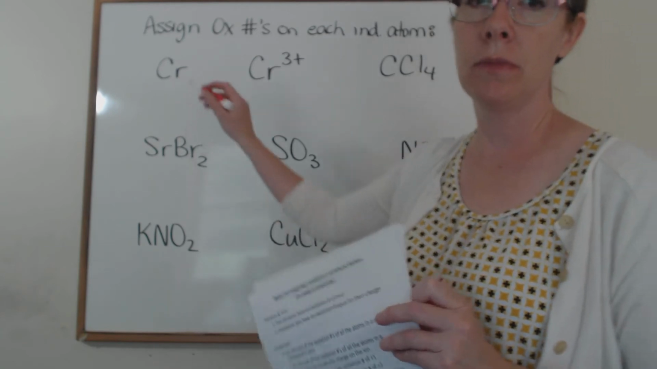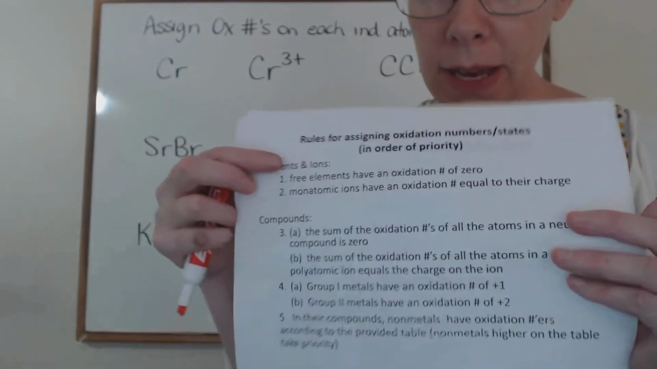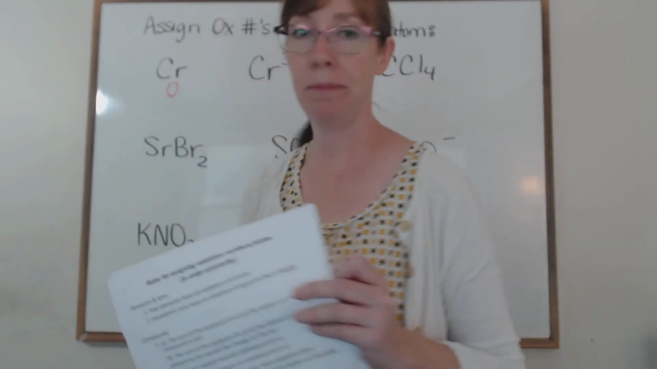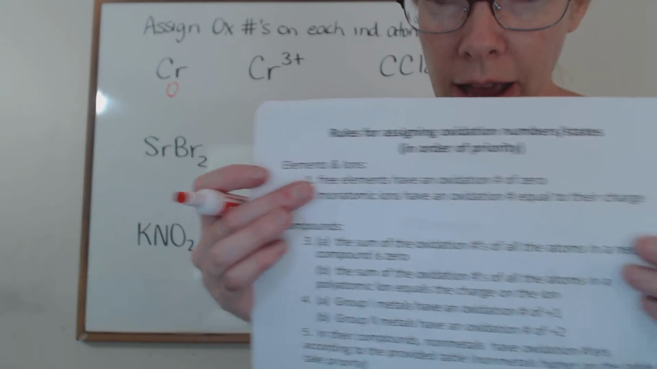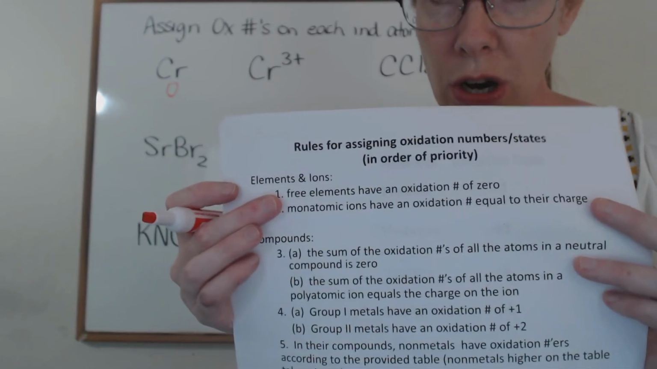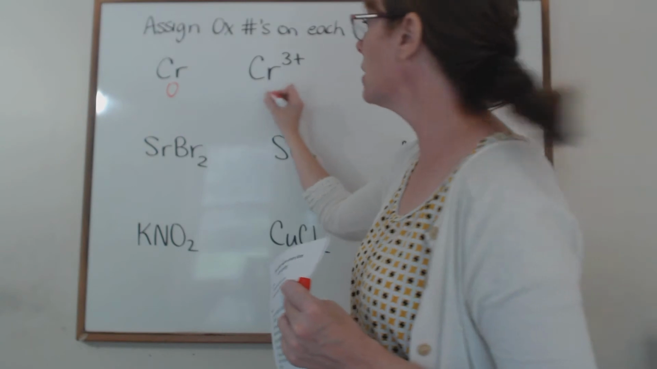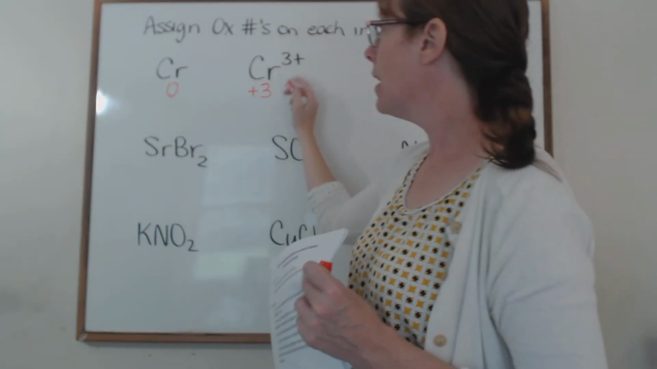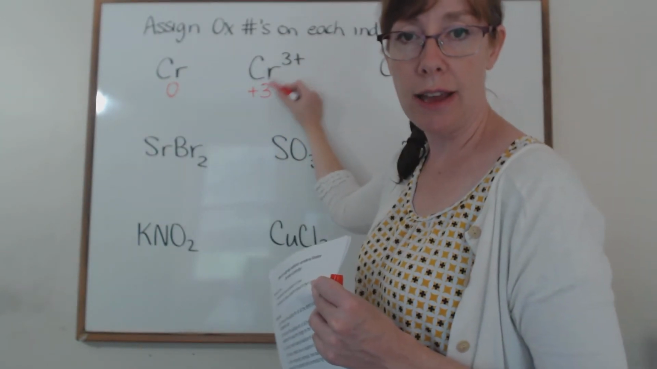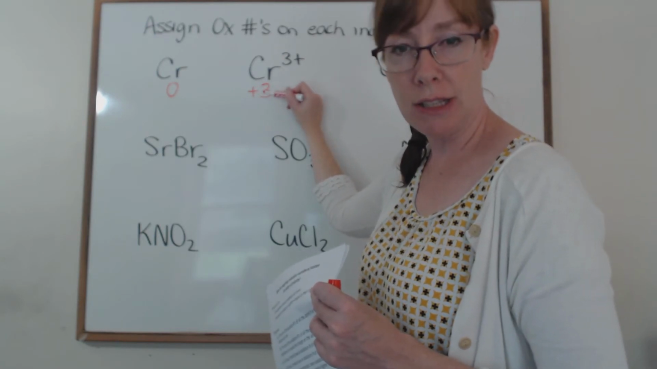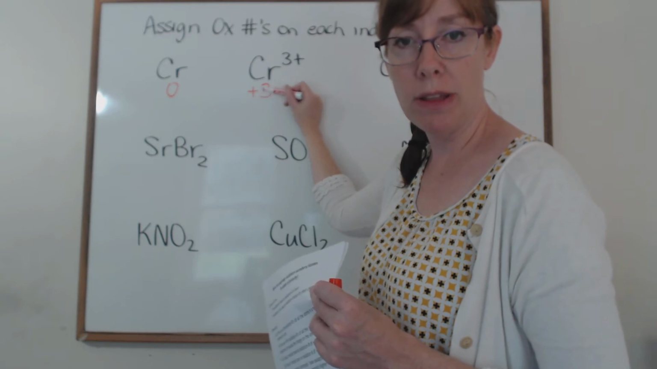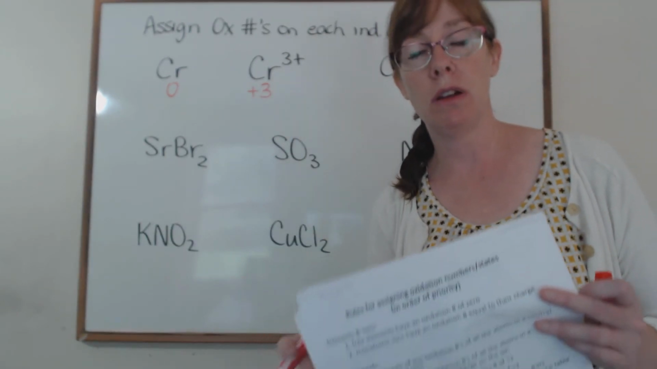All right, chromium. Chromium is an element. There's no charge on it. It's not an ion. It's just a free element, and those are always 0. Done. Chromium 3+ is a monoatomic ion, and it will have an oxidation number equal to its charge. So if its charge is 3+, you would write +3. And by the way, this is not a major live or die type of distinction, but we might as well do it the same. The book does it the same, and convention is to switch the order of the number and the sign. But that would be the oxidation number on chromium 3+.